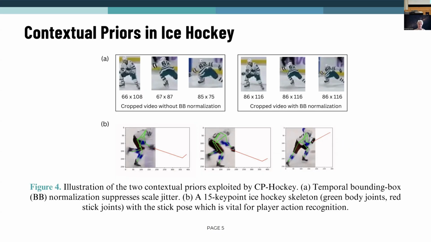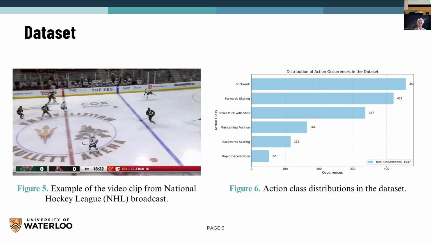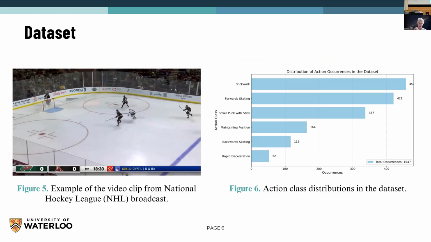As I said, in this work, we exploit two contextual priors. First, temporal player bounding box normalization, which stabilizes player scale across the player tracklet. And secondly, we design hockey-specific skeletons that include stick endpoints, as you can see in red, and we also exploited some optional detailed head and wing marks, which I will talk about later. But before going into the details of our approach, let's first talk about the dataset we used.